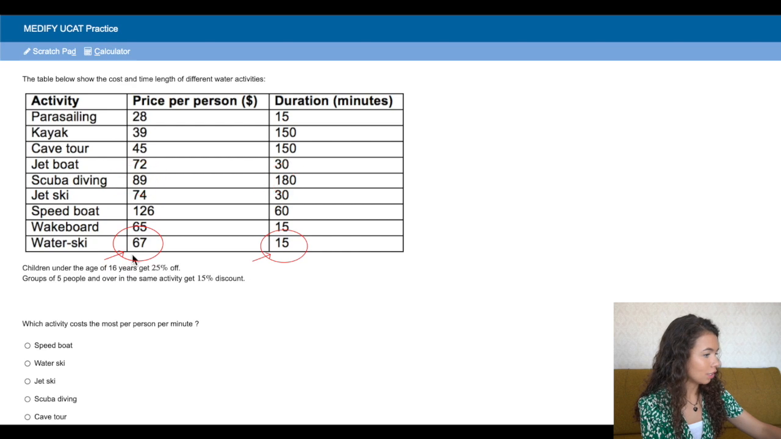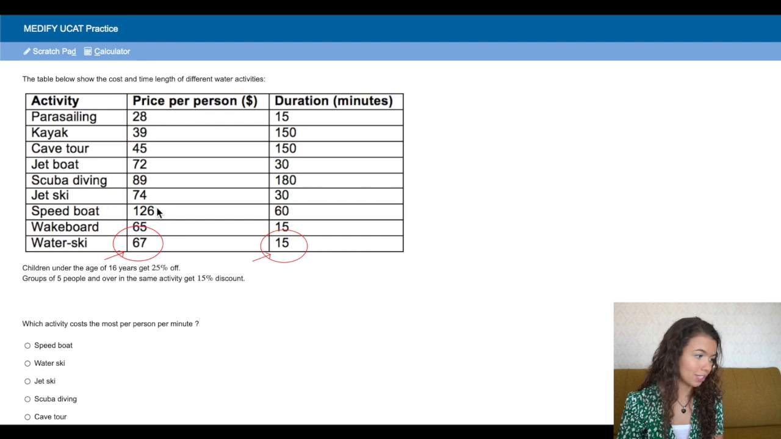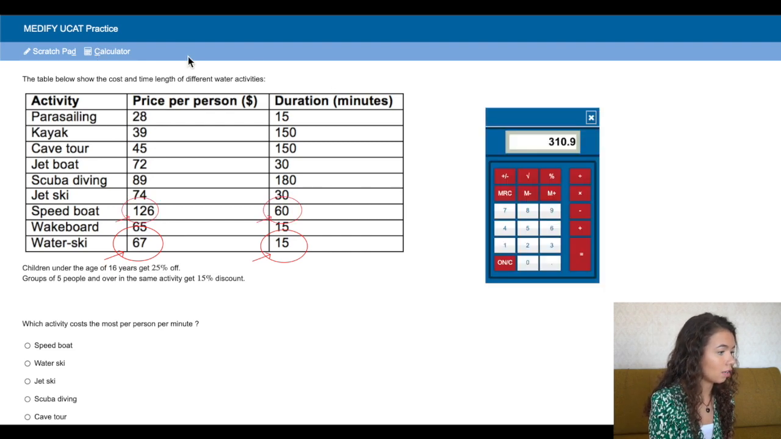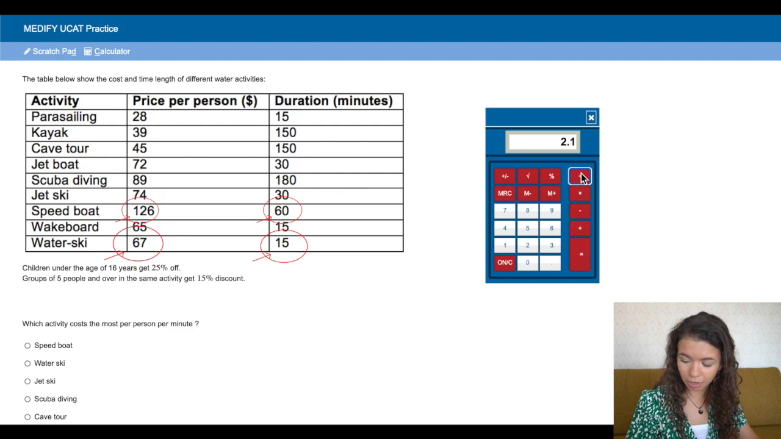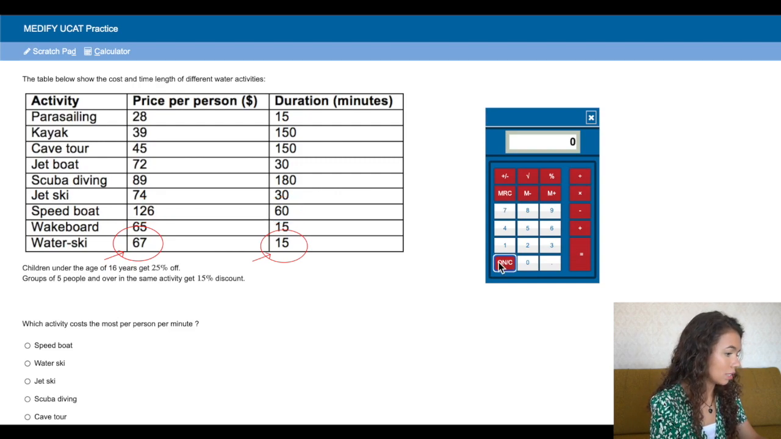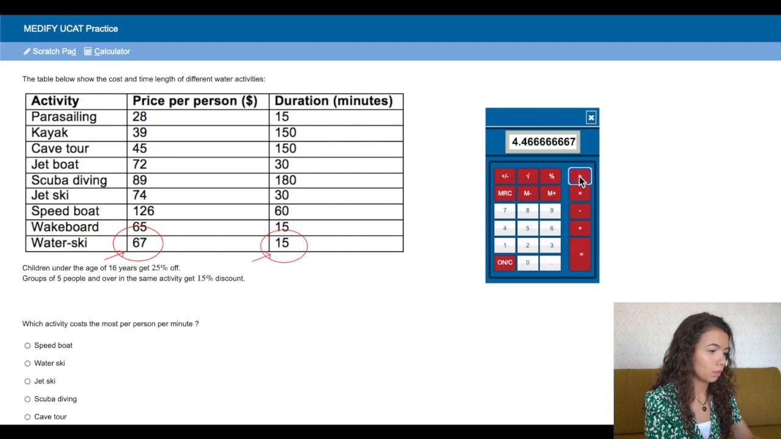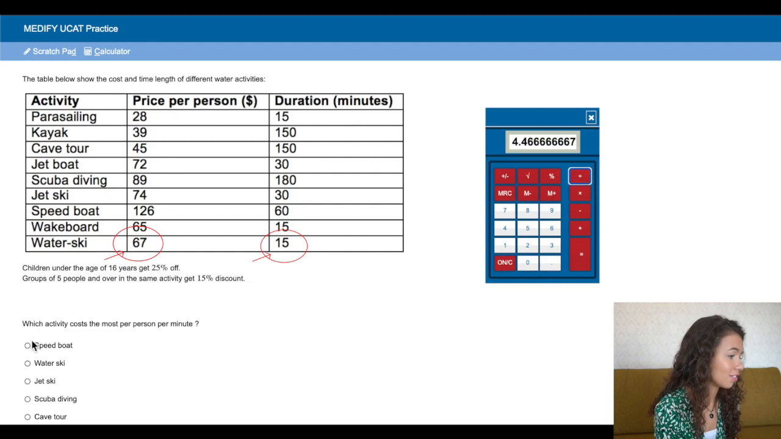Cave tour, where's the cave tour? Yeah, again, it's cheaper. I've narrowed it down to speedboat and water ski. Speedboat, we're just going to calculate $126 divided by 60 minutes, which is 2.1. So you're paying $2.1 per minute, compared to water ski, which is 67 divided by 15, which is 4. Okay, so massive difference. So the most expensive is the water ski.